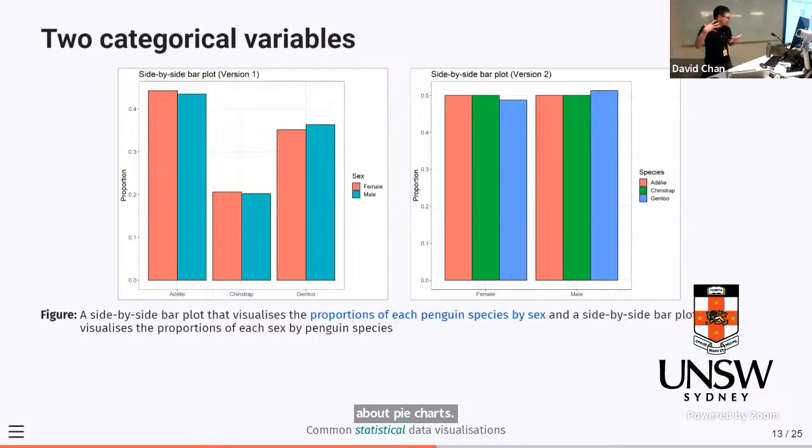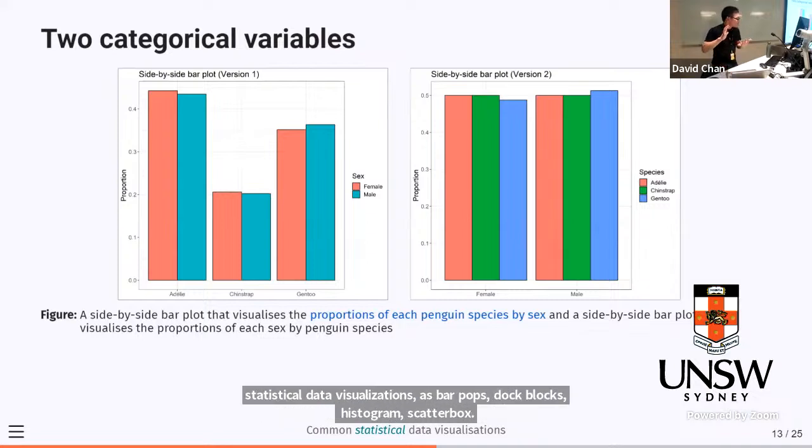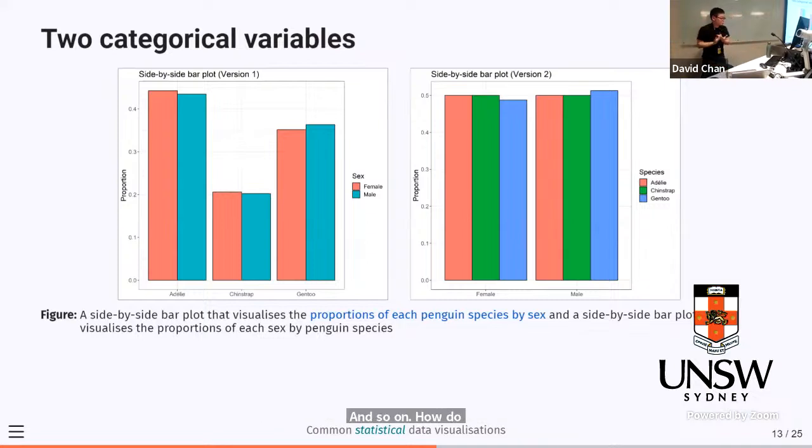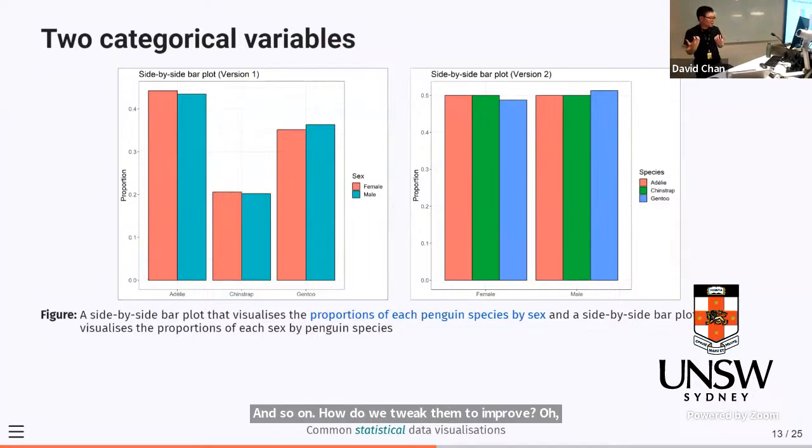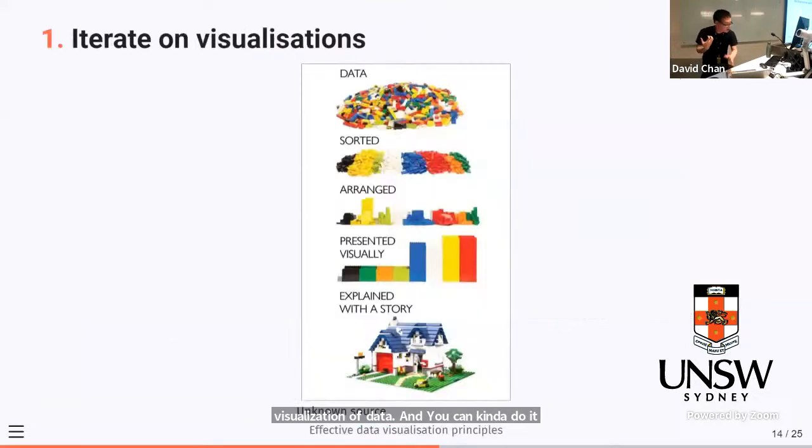So those are our common statistical data visualizations of bar plots, dot plots, histograms, scatter plots, and so on. How do we tweak them to improve our visualization of data? And you can kind of go anywhere. The main thing I would like to emphasize here is that even something as simple as a scatter plot, keep iterating on your visualization. And this image that's up here is a really good explanation up until the last point. I'll get to that shortly.